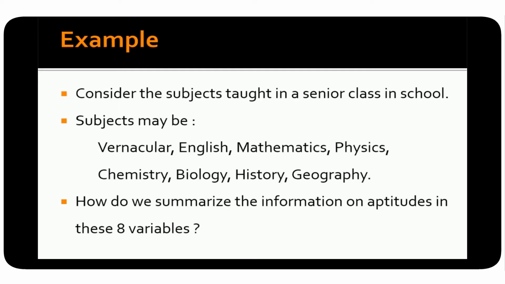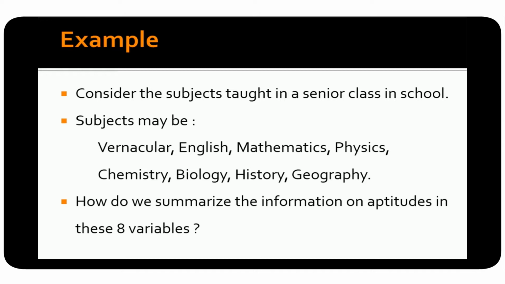As we all know, when you are in school, you need to learn a number of subjects, and this may include vernacular, English, mathematics, physics, chemistry, biology, history and geography. And at the end of the term you have a test. When you do the test, what exactly are we trying to look at? We are trying to look at the student's aptitude. Now, if you look at these 8 subjects, these 8 subjects require different types of aptitude.